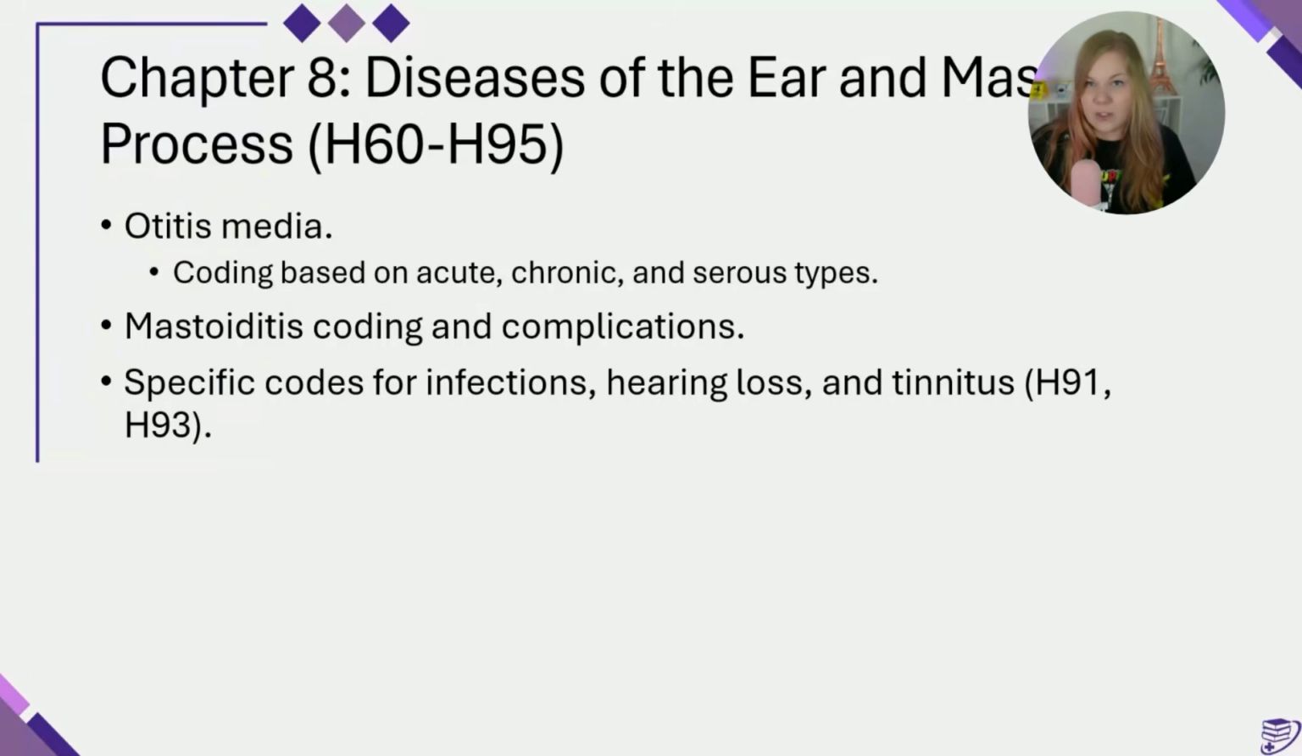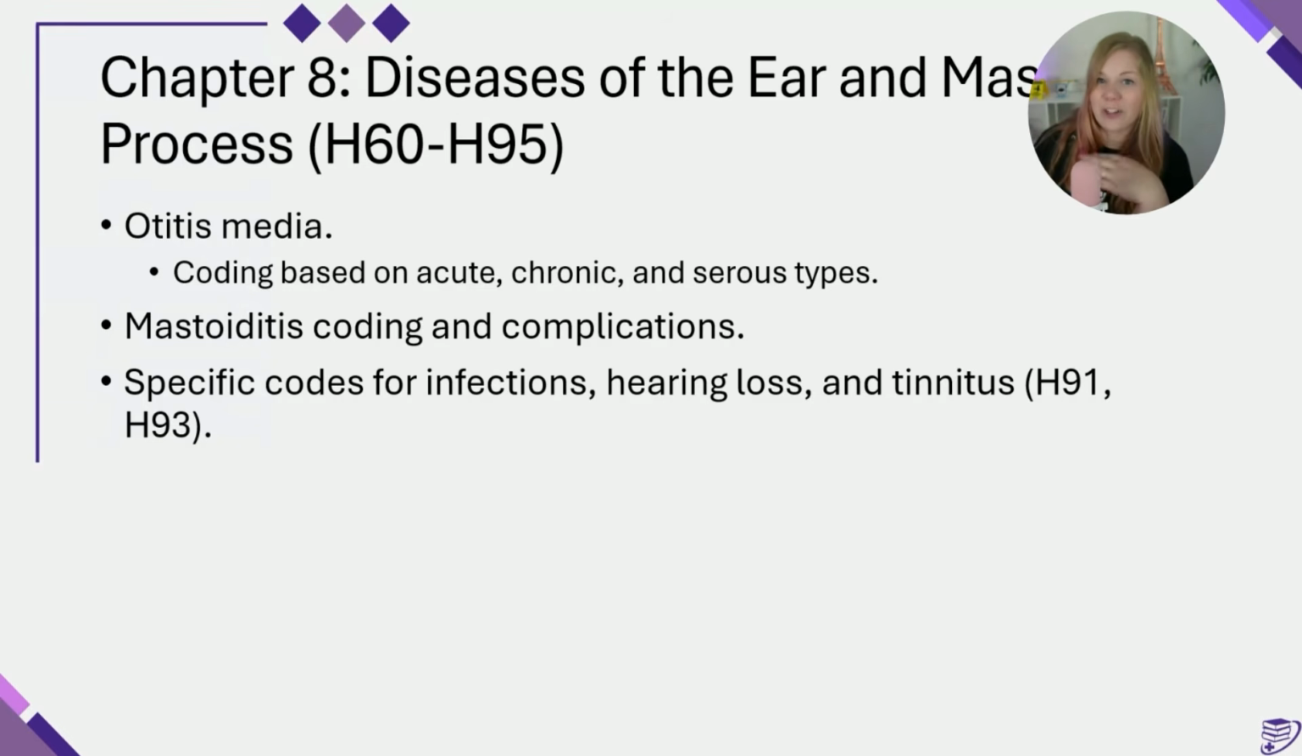Chapter 8 focuses on the ear and mastoid process with common conditions like otitis media and mastoiditis. Otitis media refers to ear infections. It's coded based off of whether it's acute, chronic, or serous. So, for example, H66.001 is used for acute suppurative otitis media without complications in the right ear. Mastoiditis is an infection of the mastoid bone behind the ear, and it has its own set of codes like H70, where you need to code any complications very carefully.